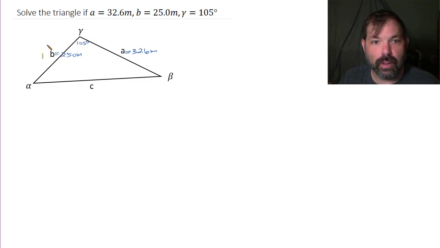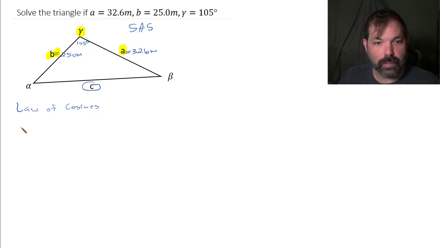So notice that we have a side, the included angle, and another side. This is the side-angle-side situation. And to solve this, we can use the law of cosines. We have two sides and the included angle, so this fits perfectly into the law of cosines. I'll solve for c first. So c squared is a squared plus b squared minus 2ab cosine gamma.